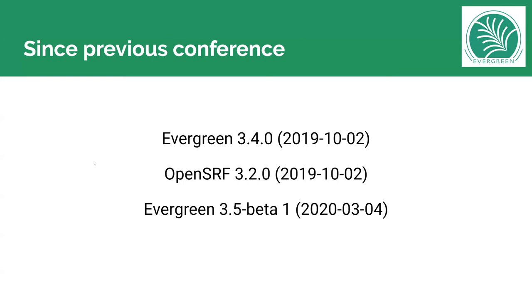Since the previous conference, we have achieved major releases for both OpenSRF and Evergreen. Evergreen 3.4.0 came out in October. At the same time, we did a release of OpenSRF 3.2. The Evergreen 3.5 cycle is underway, with the beta release occurring in March, and with work proceeding to do the general release in the next few days. But more about 3.5 will come later during this presentation, where co-release manager Chris Sharp will be speaking.